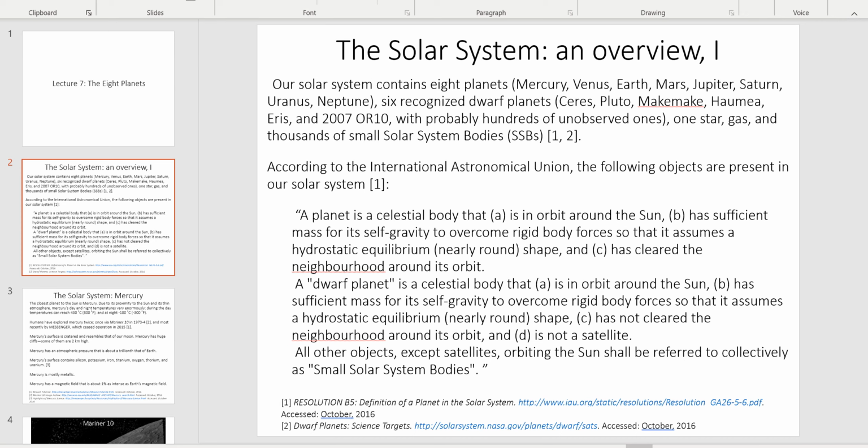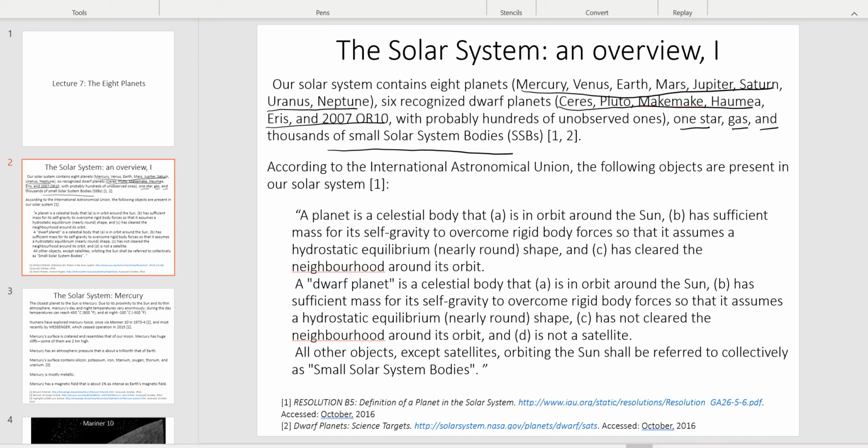Our solar system also has many dwarf planets. There are 6 recognized dwarf planets. I should also probably underline where I'm reading from. Here are the 8 planets, and here are the dwarf planets. There are likely many more, probably hundreds more, because dwarf planets are harder to discover than actual planets, than just things we call planets. I'm going to discuss with you the difference between a dwarf planet and a planet in a bit. But the solar system also has one star, the Sun. There's gas, and then there's thousands of what we call solar system bodies.